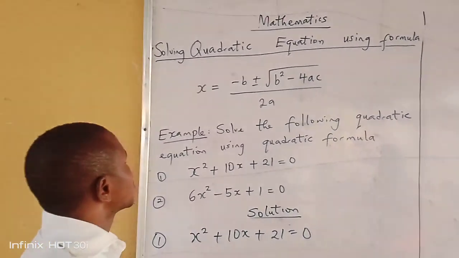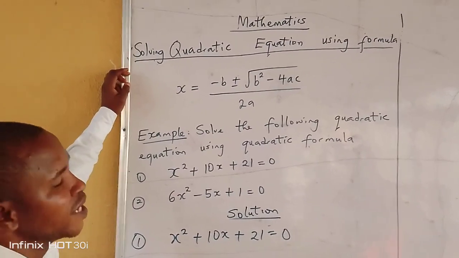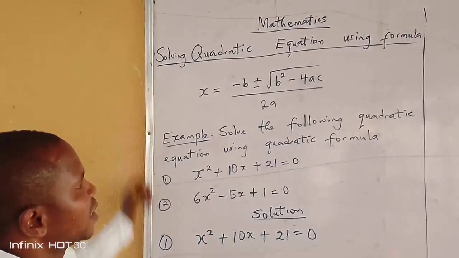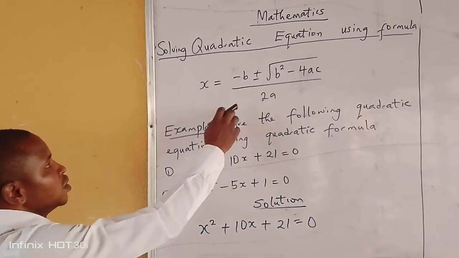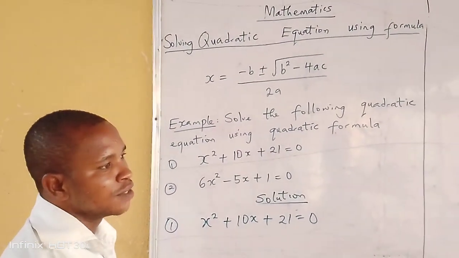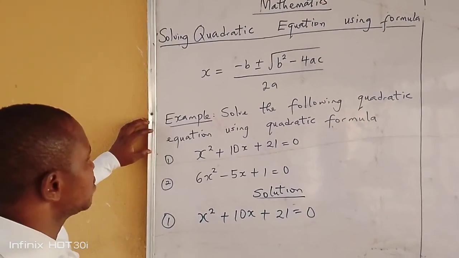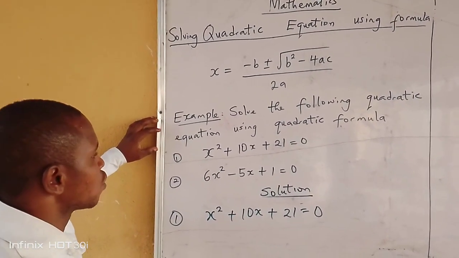Today, we want to consider solving quadratic equation using quadratic formula. And the formula for quadratic equation is minus b plus or minus square root of b squared minus 4ac over 2a. So we want to solve these two examples on this topic.